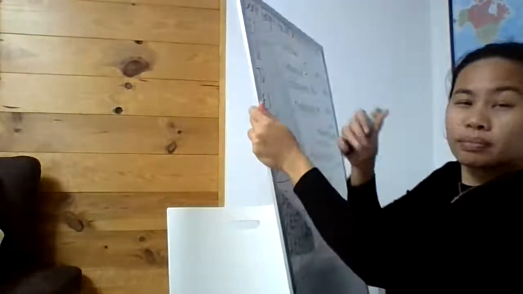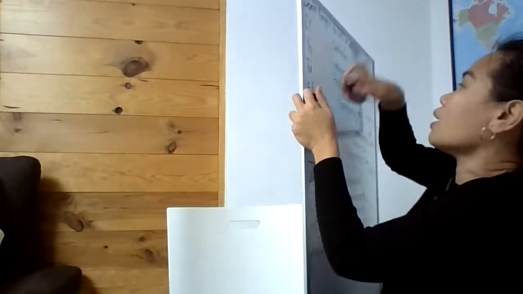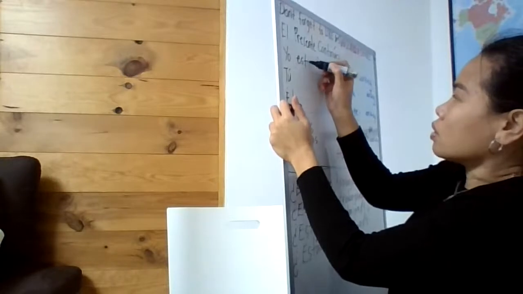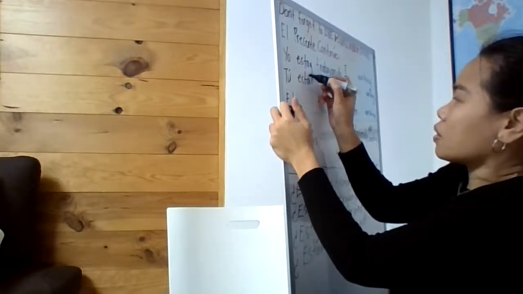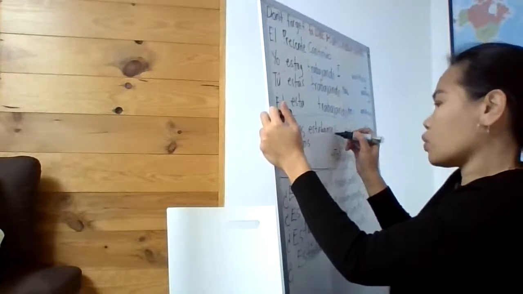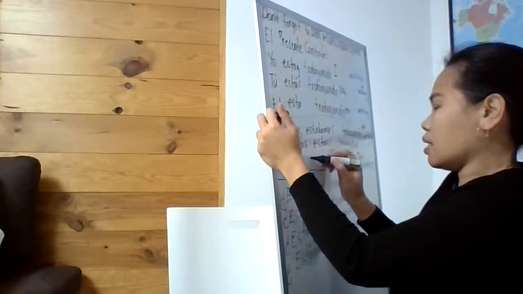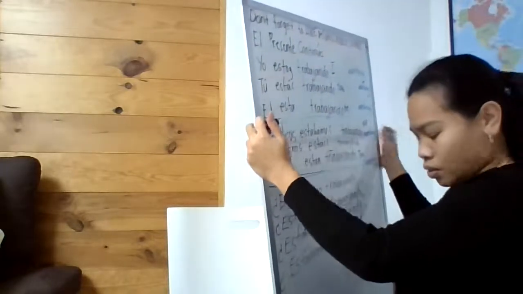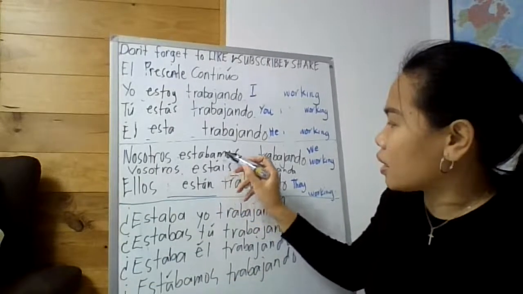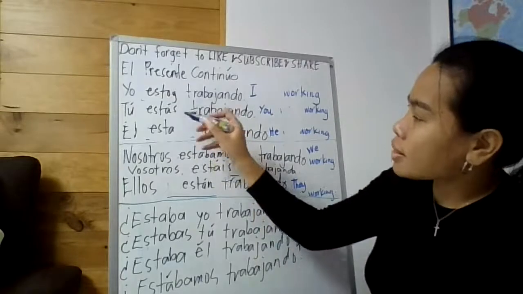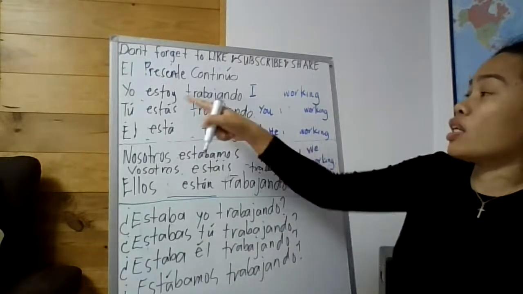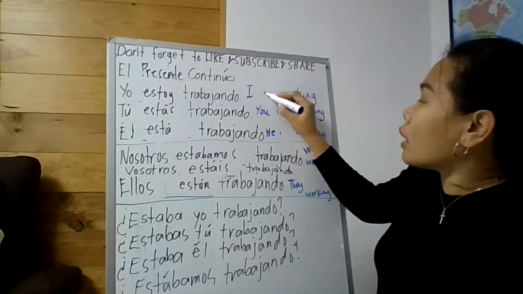So, pag gagawin natin yung el presente continuo, gawin natin siyang present. Wait lang. El presente. So, yo estoy, tú estás, él está, nosotros estamos, vosotros estáis, and then ellos están. Okay, están, estáis, está, acento.